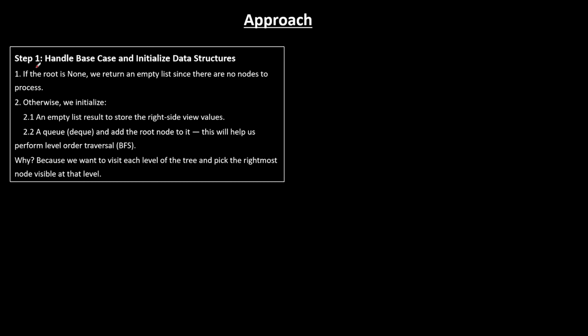It starts with step one, handle base case and initialize the data structure. Okay. First thing, base case. If the root is none, we return an empty list since there are no nodes to process. Fine. If the tree is not given to you, there's nothing to be processed, right? So you return the empty array or empty list. Otherwise, we initialize an empty list result to store the right side view values. Suppose list equals to this, simple.